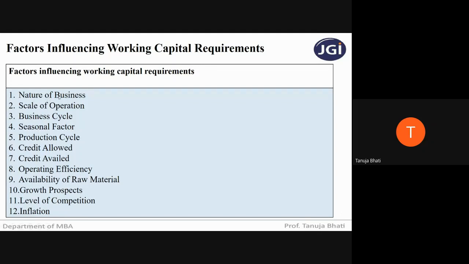Nature of business. See students, the nature of business can be of two types. Either the business can be a manufacturing business or it can be a trading business. If it is a manufacturing business, it will take a lot of time for the business to convert its current assets, that is, converting its raw material into finished goods. What happens in a manufacturing business? You bring the raw materials, you convert them into finished goods, and then you sell them. And then you will get the cash. But in a trading business, you already have ready material available, you just have to sell it. So depending on the nature of business, the working capital requirement also changes.